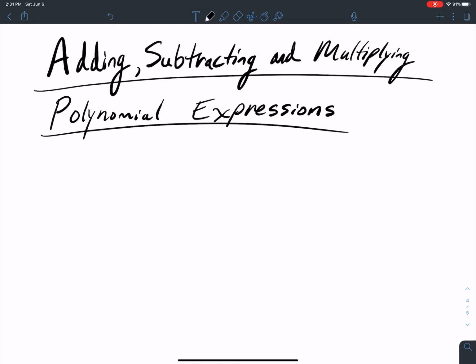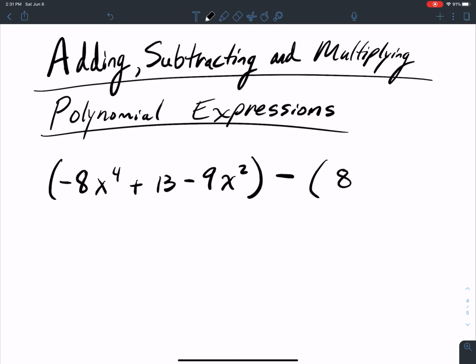So in this video, we're going to add, subtract, and multiply polynomial expressions. So the first one, we've got negative 8x to the fourth plus 13 minus 9x squared. And I'm going to subtract 8 minus 2x to the fourth. Okay, so how do I do this?